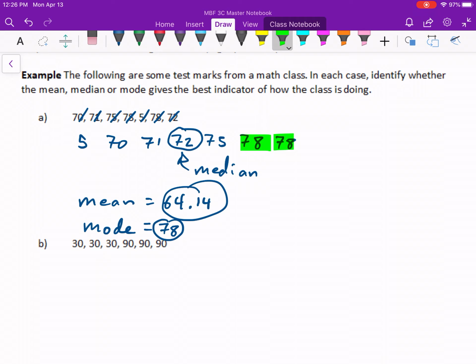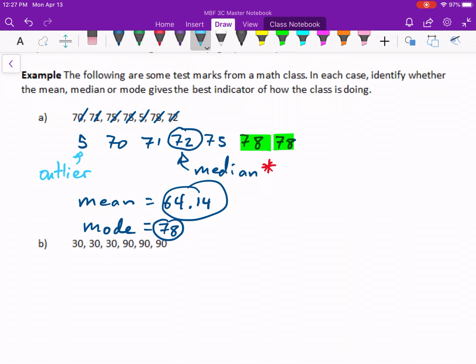I would say the best representation is the median, because 6 out of the 7 numbers are between 70 and 78, and the median is 72, so that makes sense. The mean is way lower, it's down at 64, and that's been affected by that outlier, that outlier of 5.